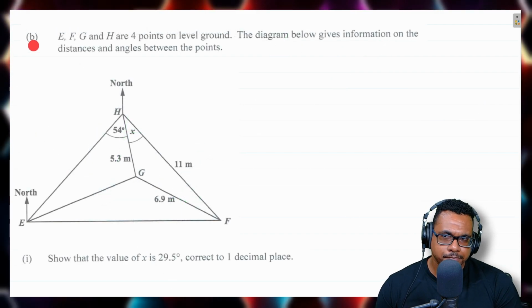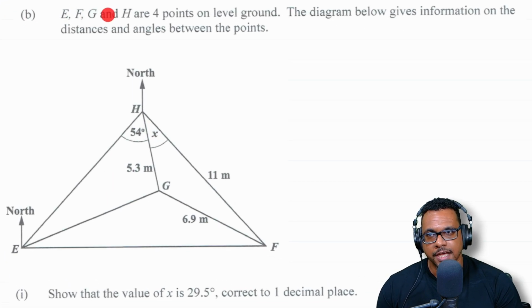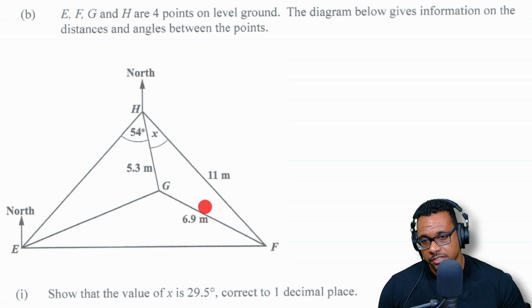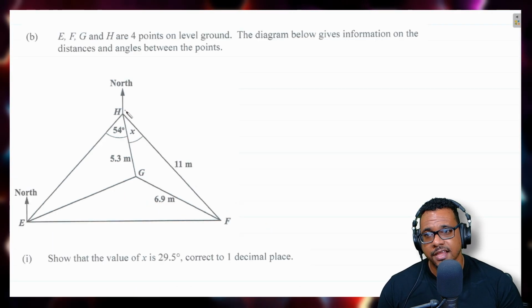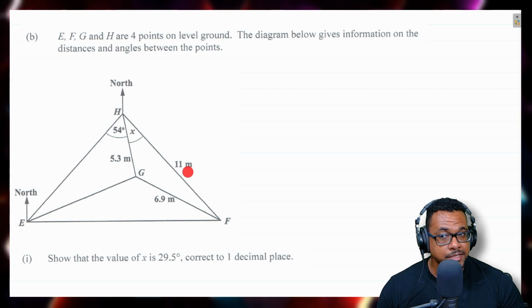So moving on to part B, we have E, F, G, and H are 4 points on level ground. So we are seeing that E, F, G, and H will be on level ground, being horizontal. The diagram below gives the information on the distances and angles between the points. Now we can see here 54 degrees, X, the distance 5.3 from H to G, G to F is 6.9 meters, and then H to F is 11 meters.